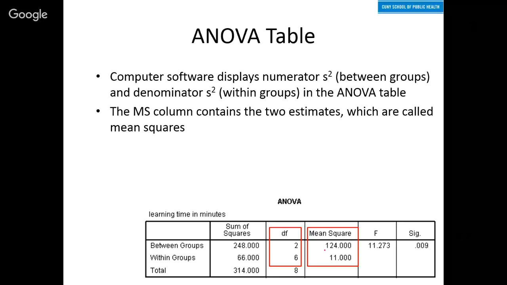Are you checking? Keeping me honest here, doing the fact checking? Is 124 divided by 11 equal to 11.27? I'm pretty sure it is.